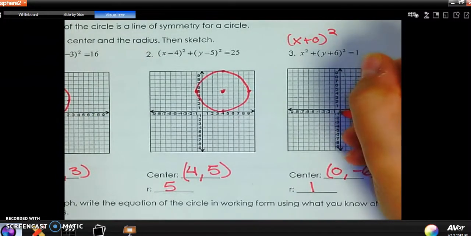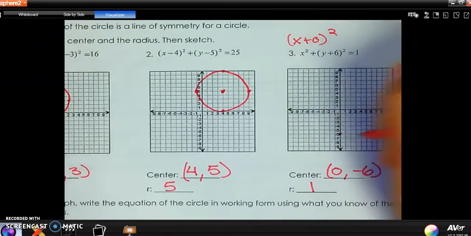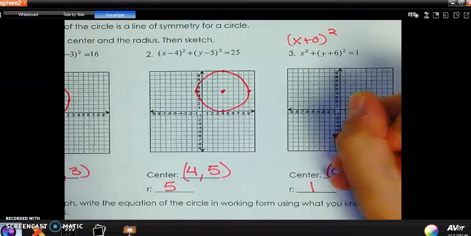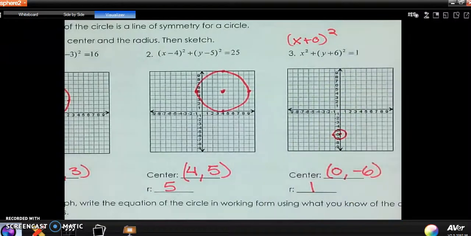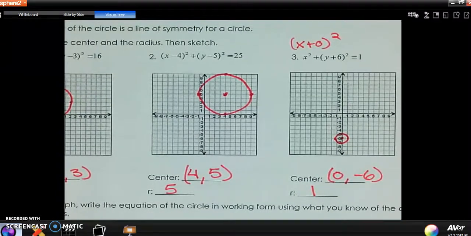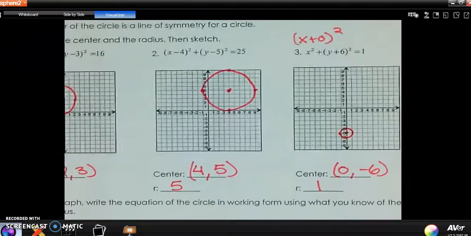So (0, -6), there's my center. And then with a radius of 1, guys, it's going to be like the most puny, pathetic little circle. It looks like a little eyeball. Keeping an eye on you. Okay? So we've got that.